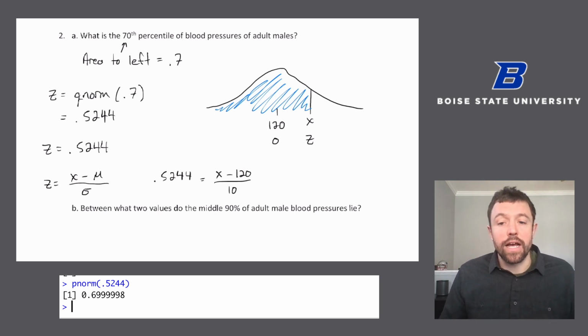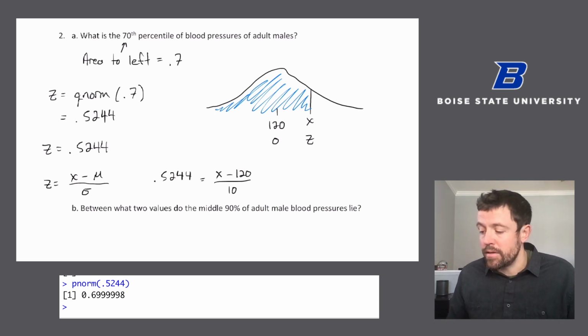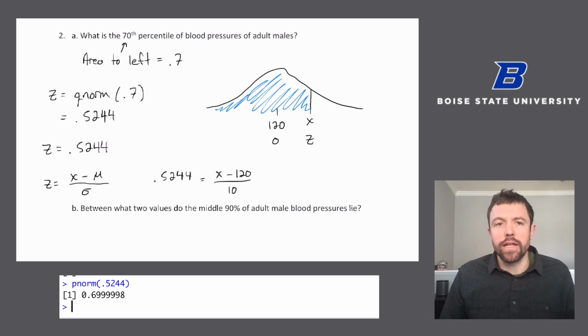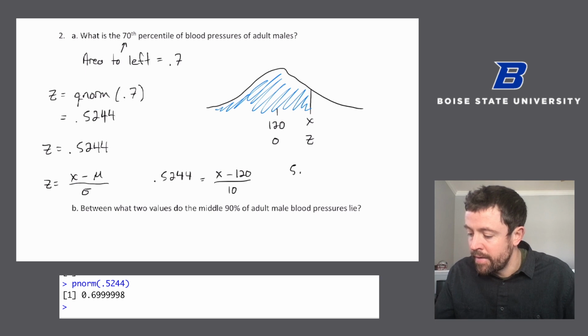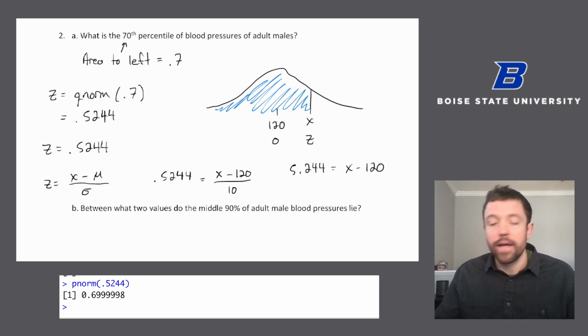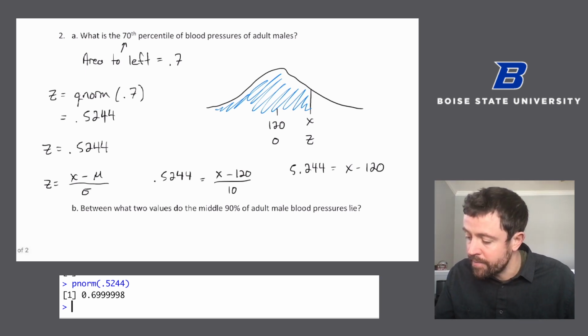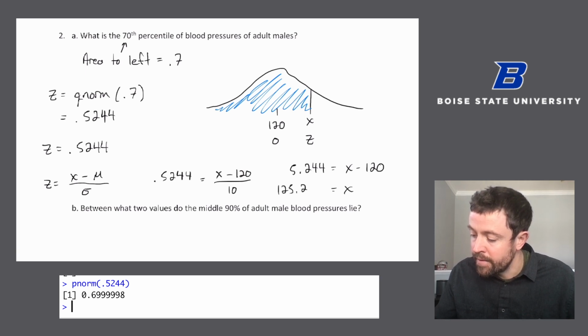And this requires algebra, and depending on when you last did algebra, this sort of thing may be tricky or intimidating, but this is as bad as algebra gets in this course. That is, there's plenty of tough math in this course, but the algebra doesn't get really beyond solving these sorts of linear equations. So I'm going to multiply both sides by 10. So that gives me that 5.244 equals X minus 120. And then I'm going to add 120 to both sides, and I'll get that X equals 125.24. Let's round to 2 decimal places.